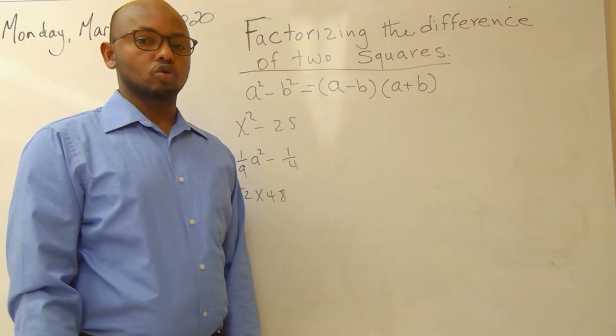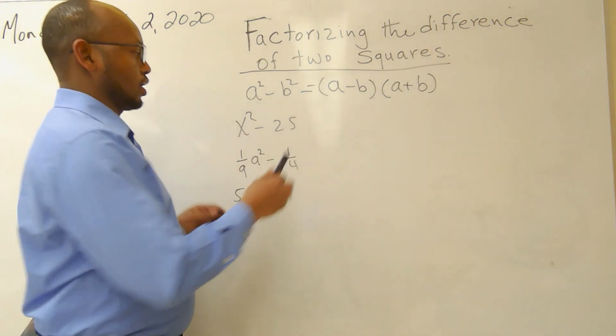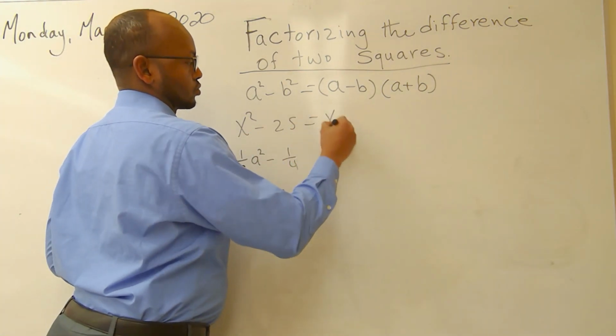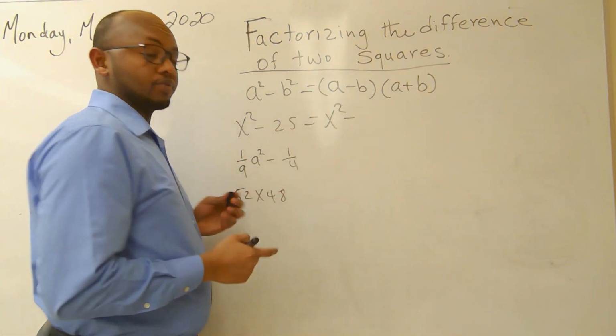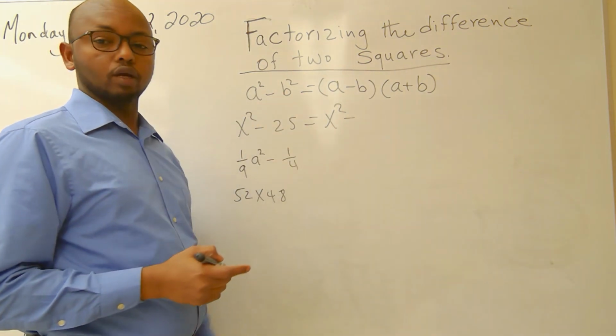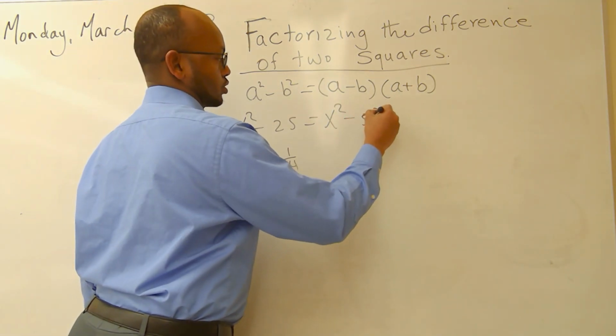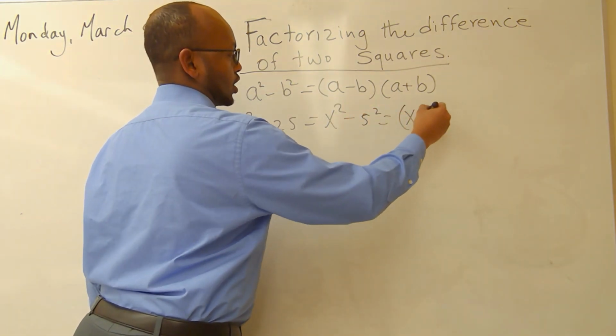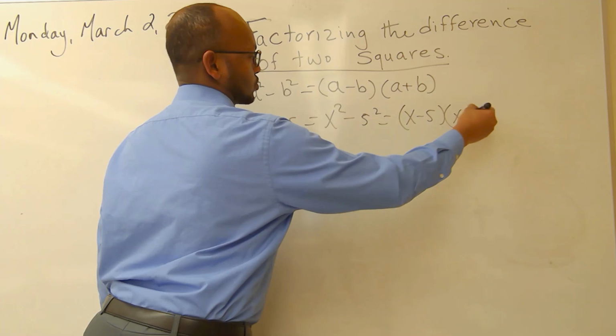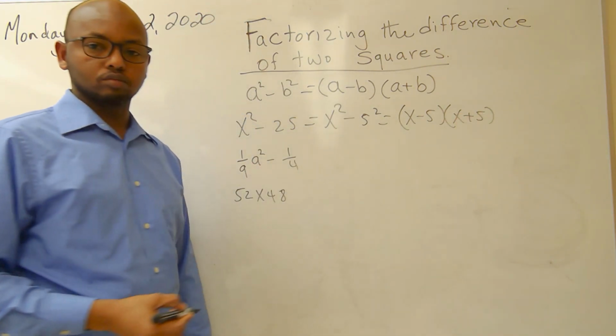That's it. For example, here we have x squared minus 25. But 25 is not in the form of b squared, so you have to convert it to b squared, which is 5 squared. Then you can say x minus 5 and x plus 5. That's the way you factor.